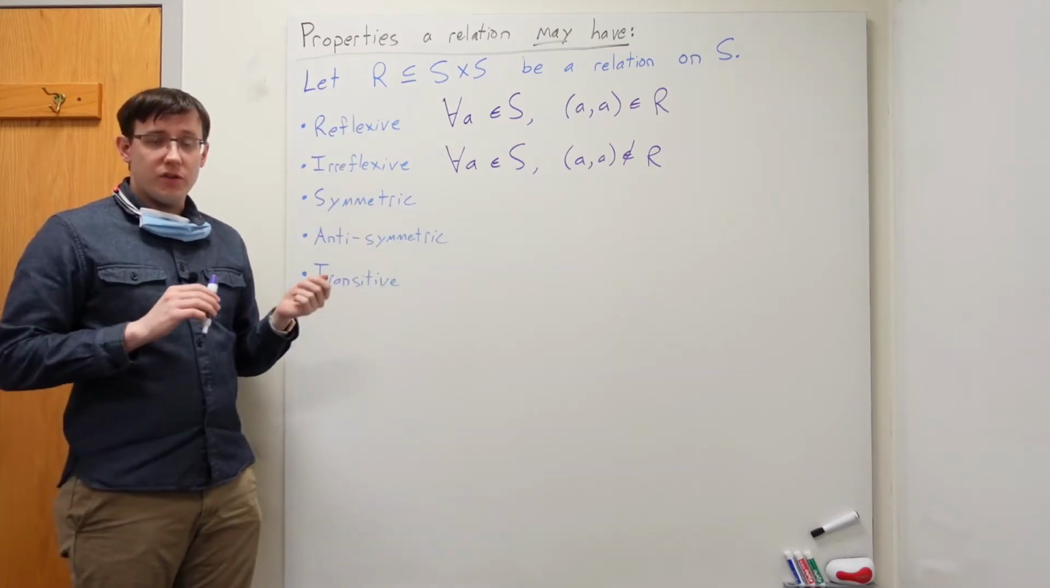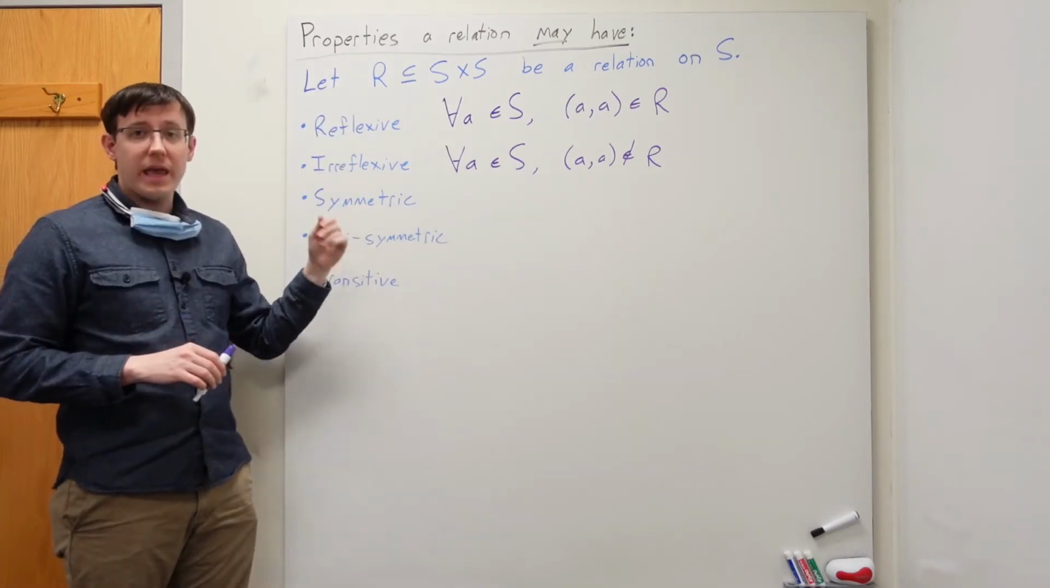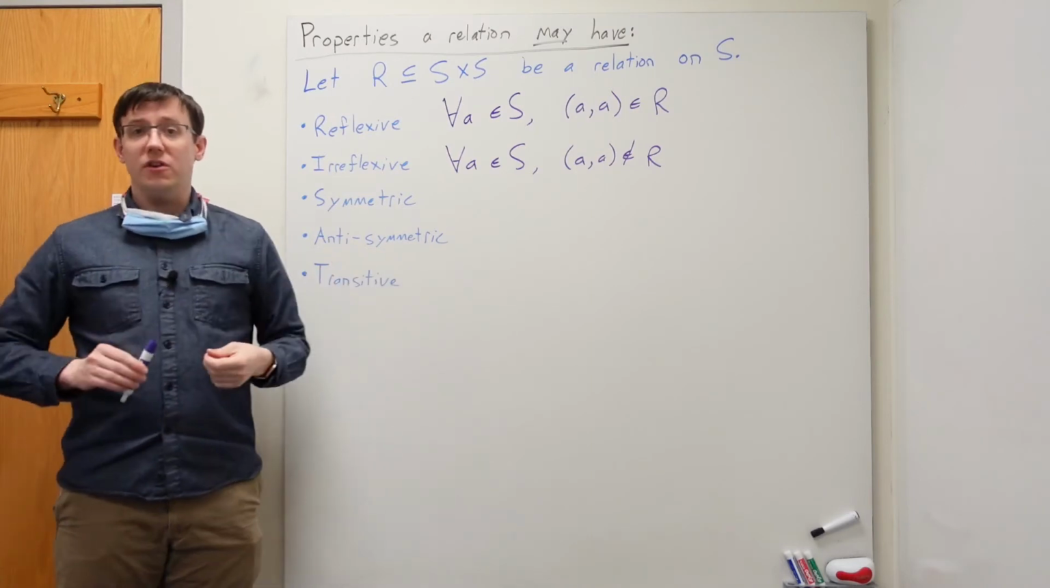We call a relation symmetric if, whenever A relates to B, B also relates to A.